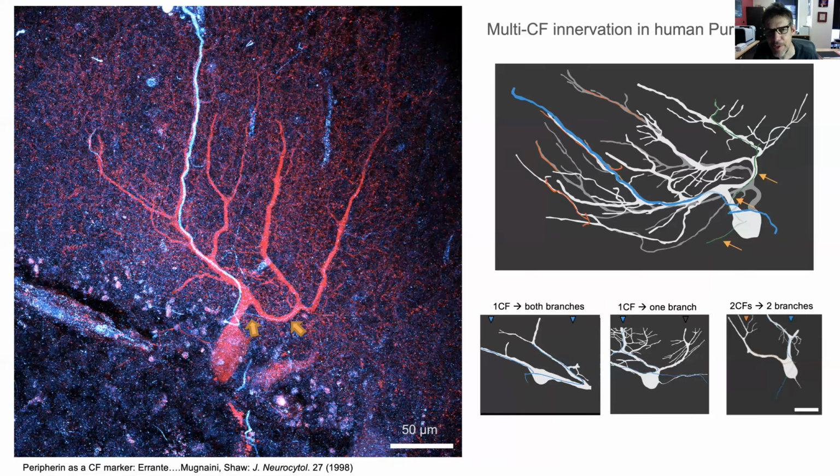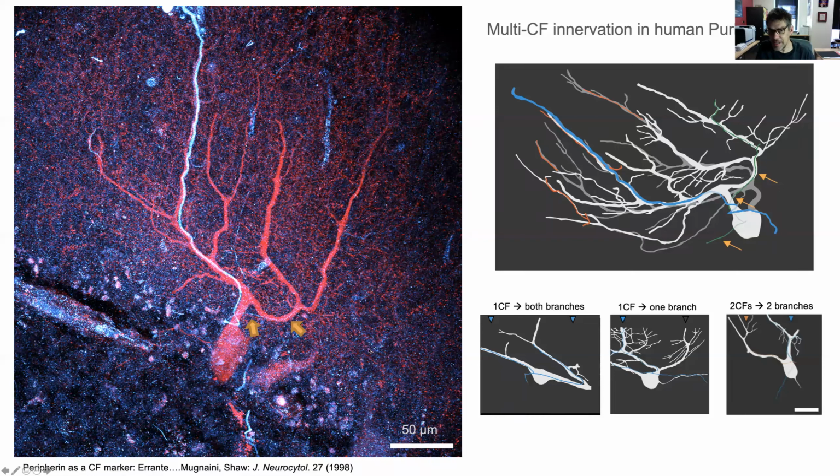After the paper was published, we obtained some more data that I want to share with you. Those data do not directly show multi-innervation, but it's getting a little bit more in that direction. What we did here is a double stain, calbindin for the Purkinje cells, and peripherin for climbing fibers. Peripherin is a climbing fiber marker that was introduced by Enrico Mugnaini in the late 90s. And you see here that it very nicely stains climbing fiber inputs.